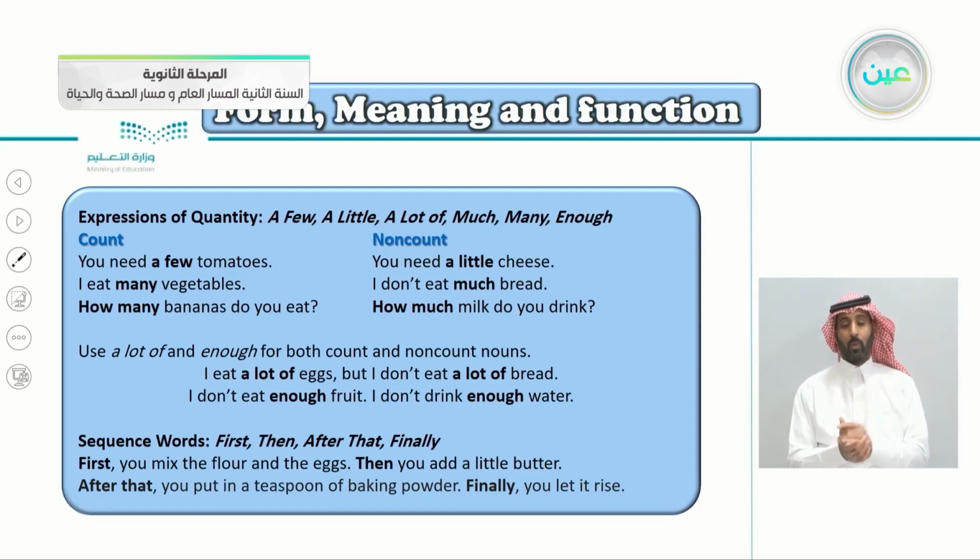So with count and non-count here, you need a few tomatoes. So with count, we use few. I eat many vegetables. How many bananas do you eat? So now we know that many and few come with count. On the other hand here, non-count, you need a little cheese. Because cheese is non-count, we use a little. So unlike few, that comes with count, little comes with non-count. And instead of many, we use much here. I don't eat much bread.